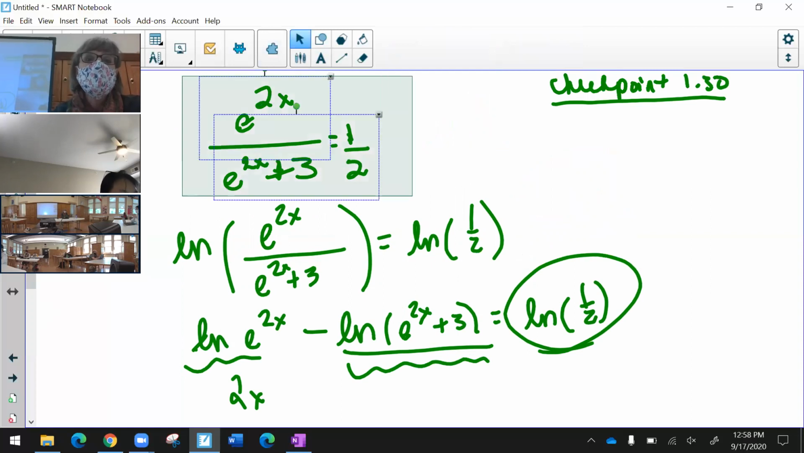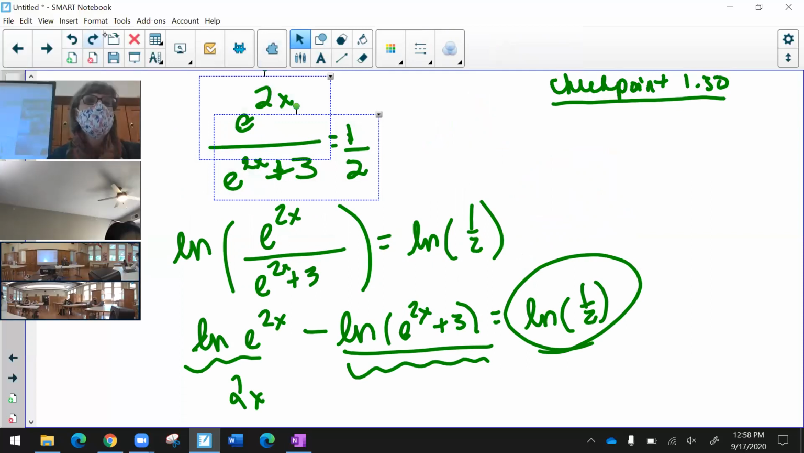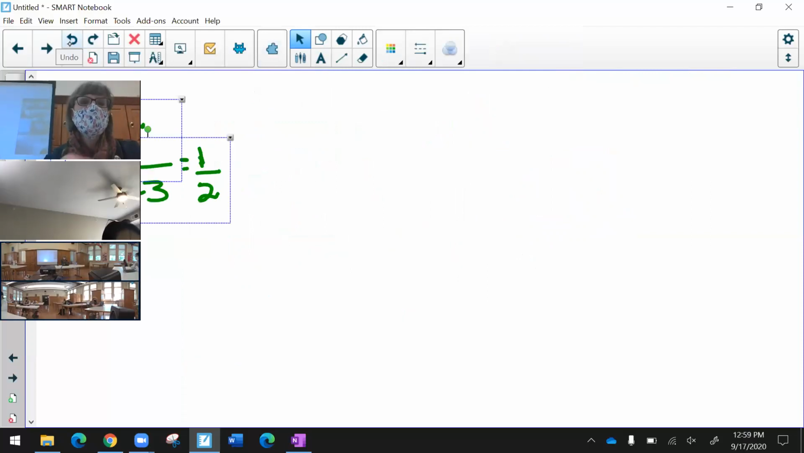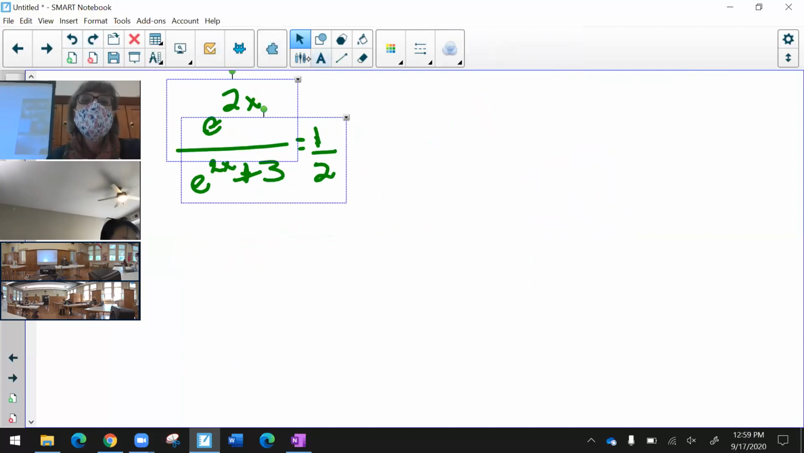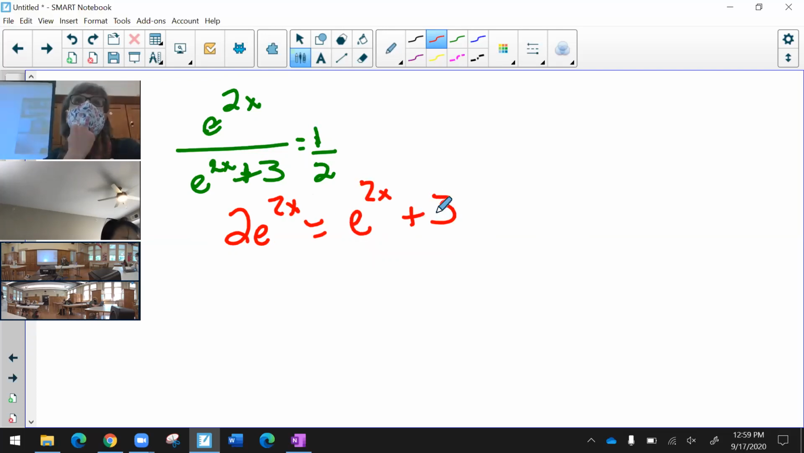Can I copy all of this? I copy that, and go to my page. Paste it. There we go. All right, so yeah, I would try cross multiplying. Okay, so that's going to give me 2e to the 2x is equal to e to the 2x plus 3, right?